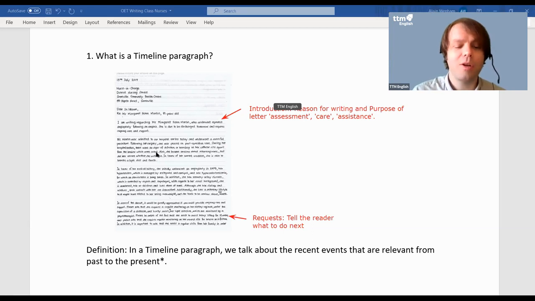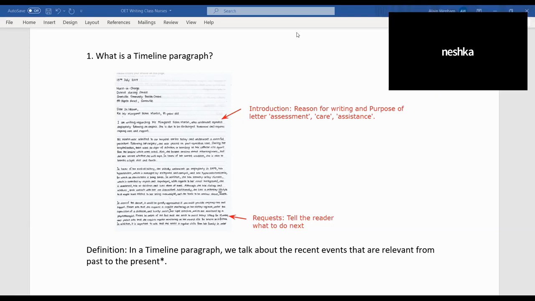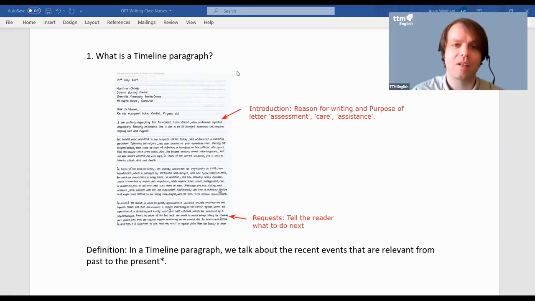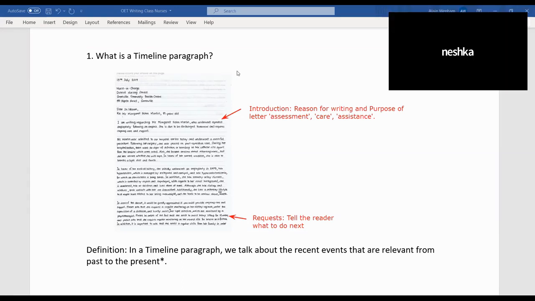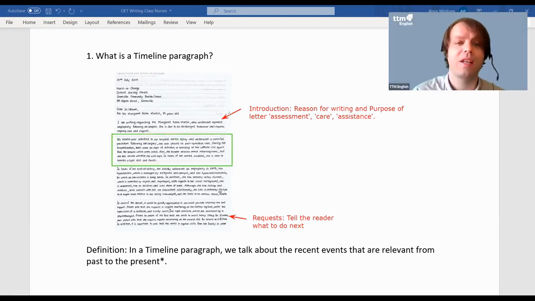But which one is the timeline paragraph? I know you probably can't see this very well here, but can anyone see which one is the timeline paragraph? The second one, isn't it? Right. Good. It's not the other one because that's the background. And that's what we're focusing on today. Summarize the events in correct order.